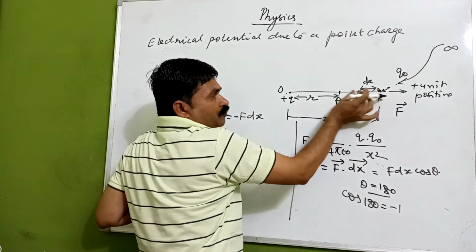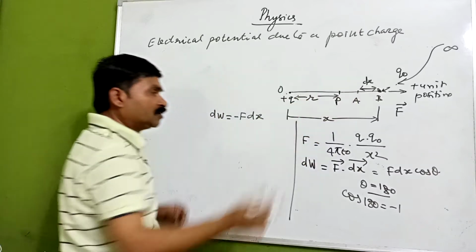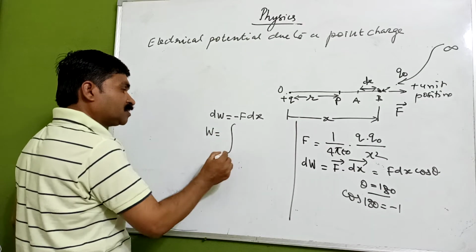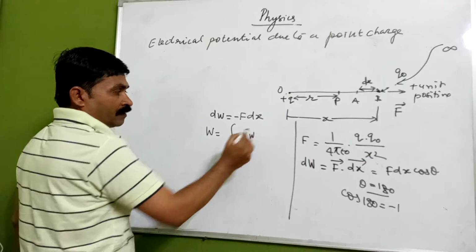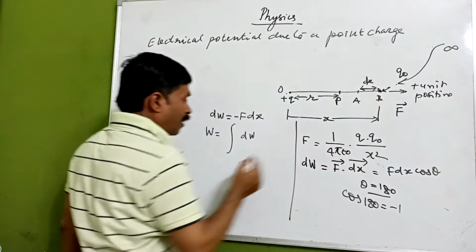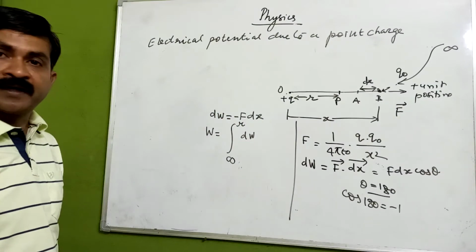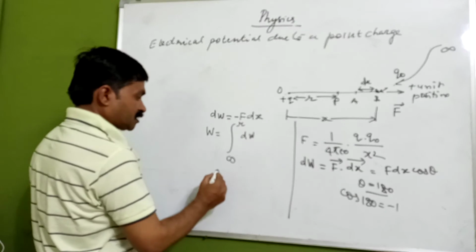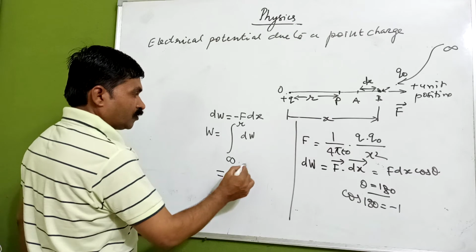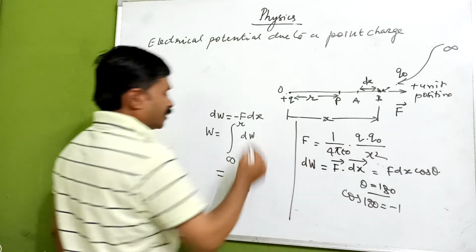So this is a small amount of work done, and if we are bringing it towards P, we have to do very small work done again and again. So we are assuming total work done because of this dw, and we are bringing it from infinity to R. That's why we will be taking the limits infinity to R. Okay. Now we are going to substitute this here. What we are getting? Integral from infinity to R of dw, which is equal to minus F dx.